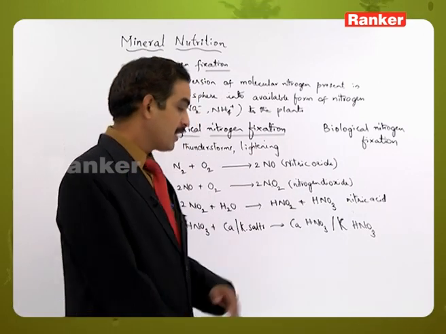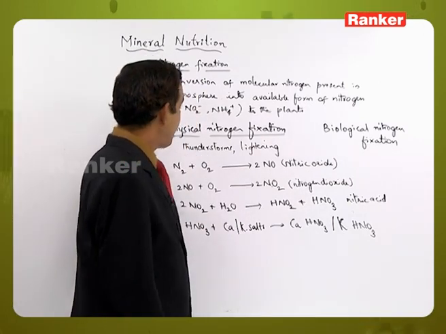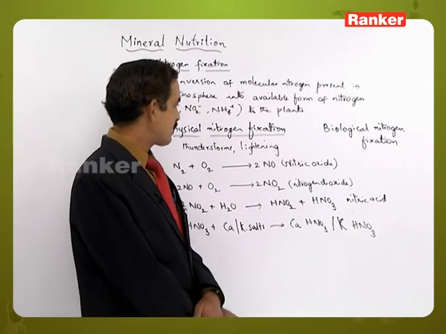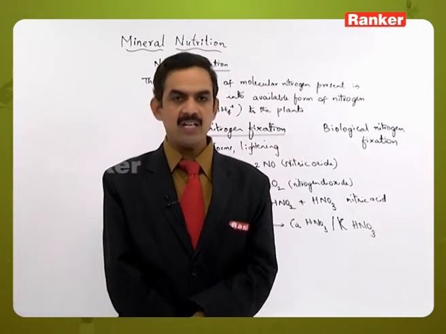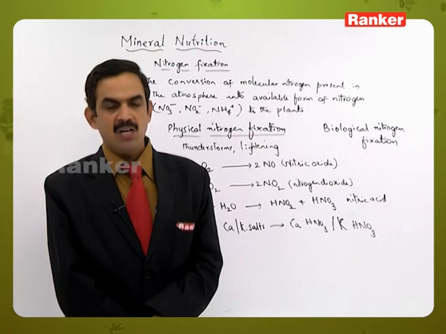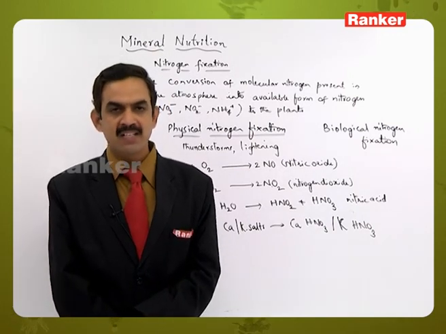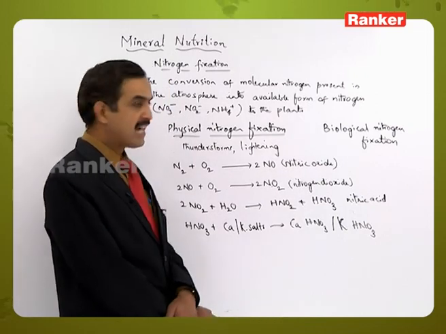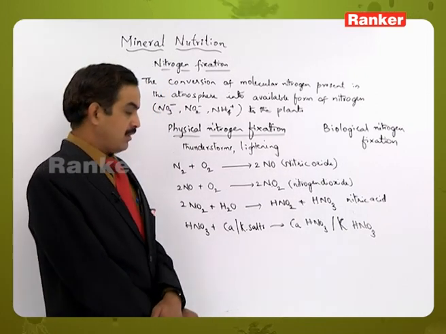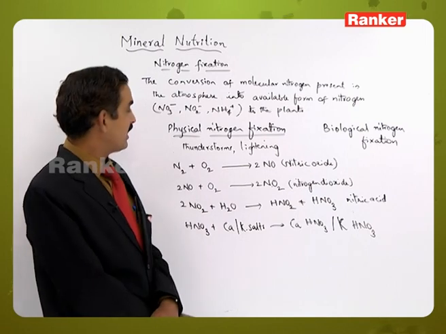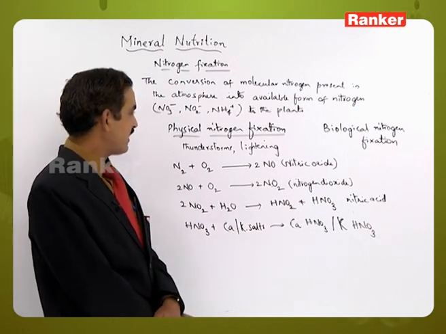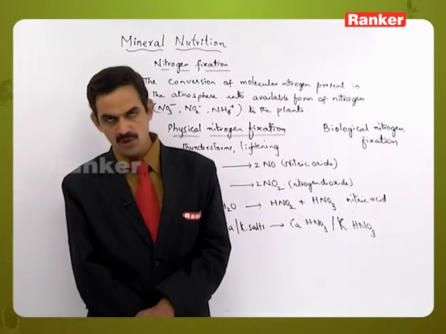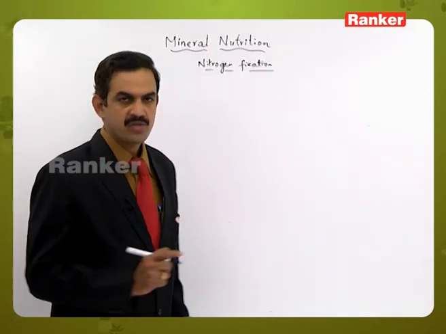And this type of abiological nitrogen fixation, or physical nitrogen fixation, can be done on a large scale in the Haber-Bosch process at 450 degrees centigrade, using 100 bars of pressure. So that is a way how the physical nitrogen fixation can be done in industries also. Next one, the biological nitrogen fixation.